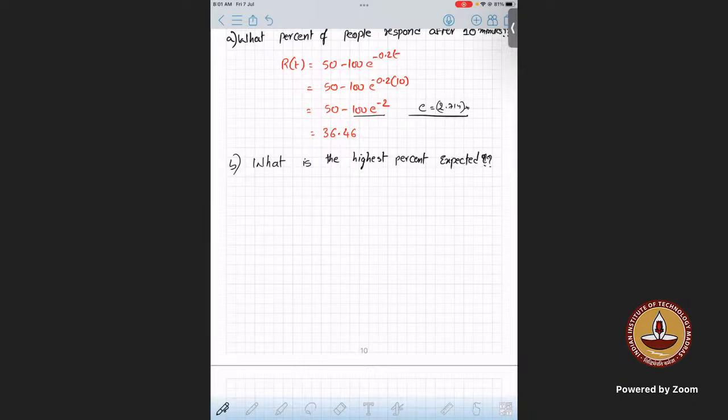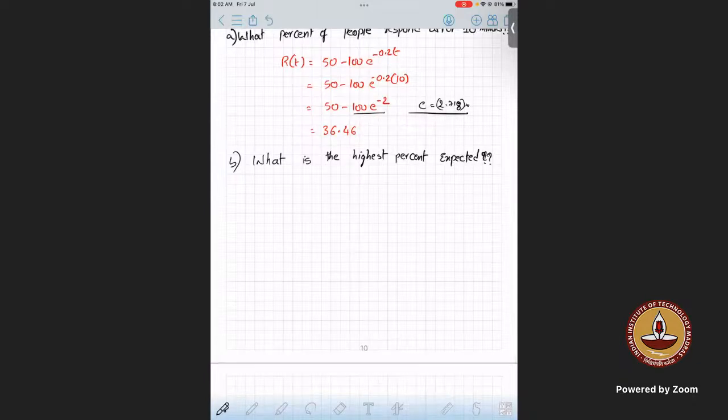Why are you taking this much time? It is very easy. 50, sir. Why 50? The 100 e power minus the whole factor tends to 0, then the remainder will be 50. Yes, sir. R of t is equal to 50 minus 100 e power minus 0.2 t. There is a minus symbol here. The highest possible is if it is 0.